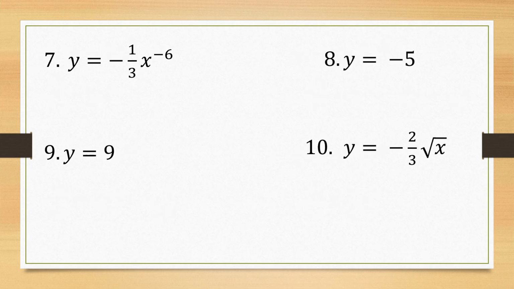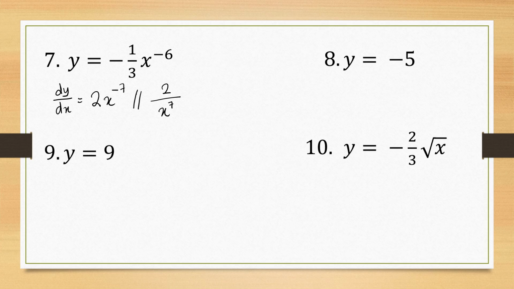Next, question number 7. Differentiate dy over dx. So power negative 6 multiplied by negative 1 over 3, so you will get positive 2. So 2x power decreased by 1, so negative 7. Either you write it like that or you simplify to 2 over x power of 7. Both are accepted.